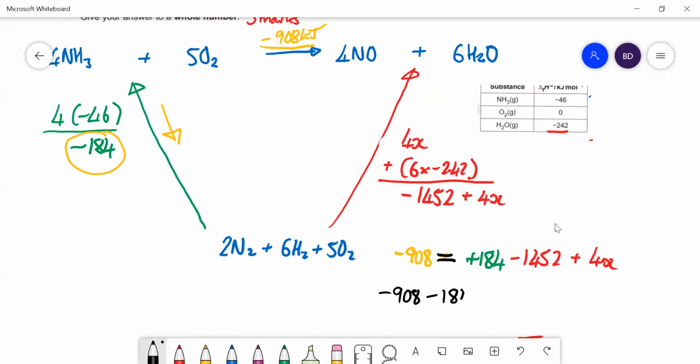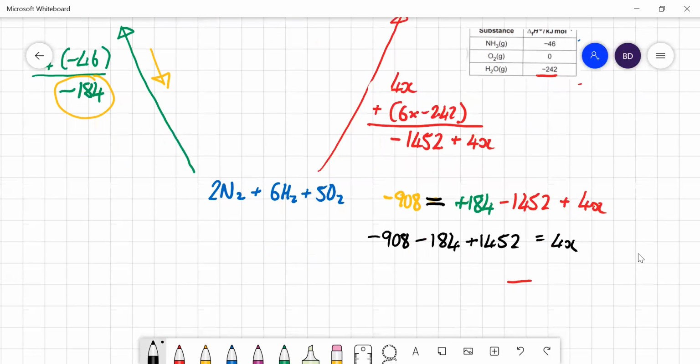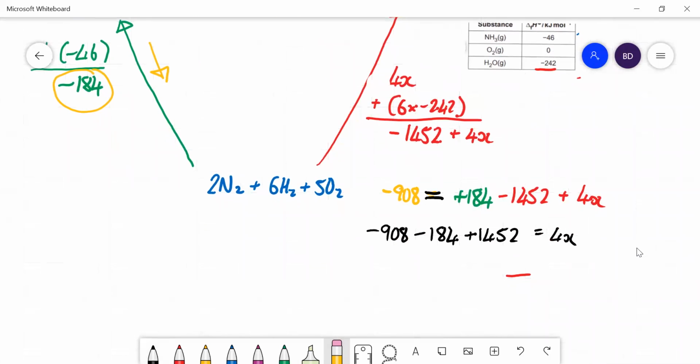Minus 184 plus 1452 is equal to 4x. Do that in a calculator. And I wouldn't do it all on your calculator. I'd write down steps like this in case you make an intermediate error, and then you're not going to lose all the marks.